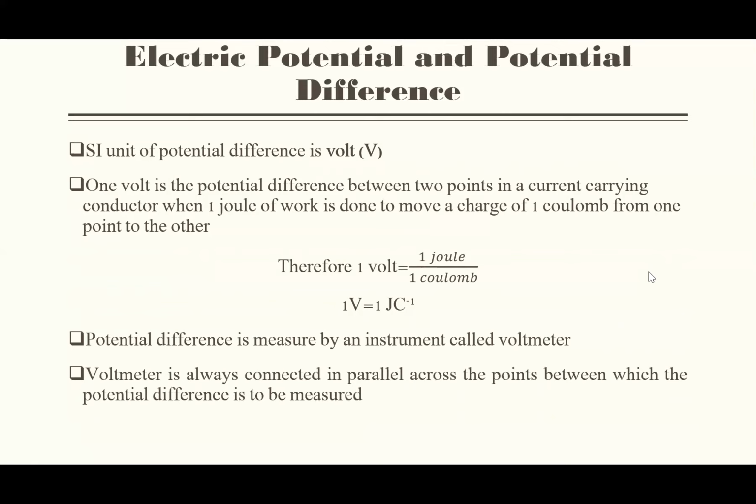Similar to measuring current, you measure the potential difference by an instrument called voltmeter. But to measure the potential difference, you connect the voltmeter in parallel across the points between which you need to measure the potential difference. So you connect the ammeter in series, whereas you connect the voltmeter in parallel.